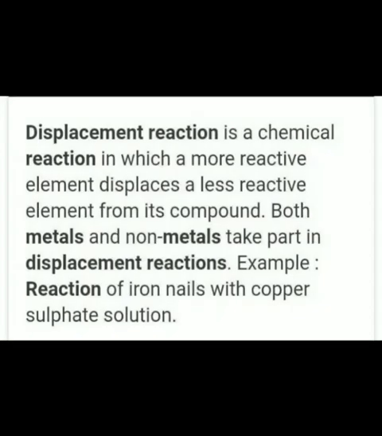Let's see here. What is a displacement reaction? It is a chemical reaction in which a more reactive element displaces a less reactive element from its compound, and both metals and non-metals take part in the displacement reaction. An example is the reaction of iron nails with copper sulfate solution. That means you have to find out that the more reactive element displaces a less reactive element. So we'll see some examples of displacement reaction.